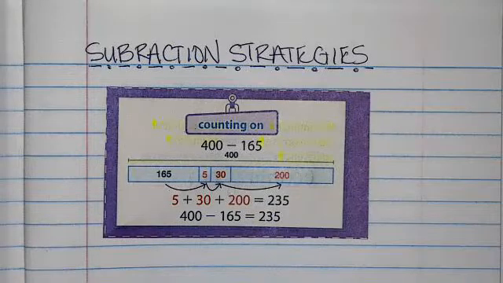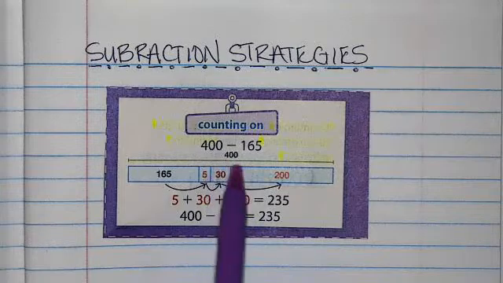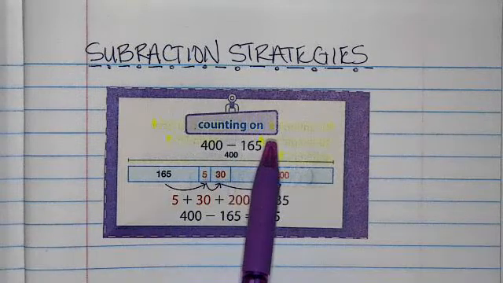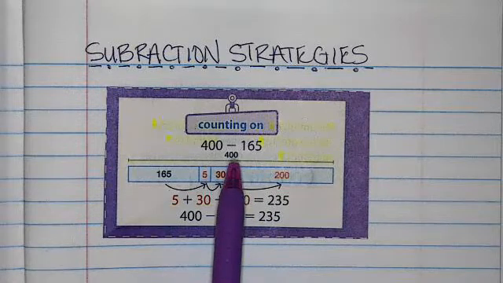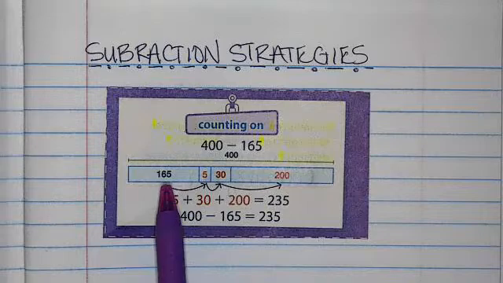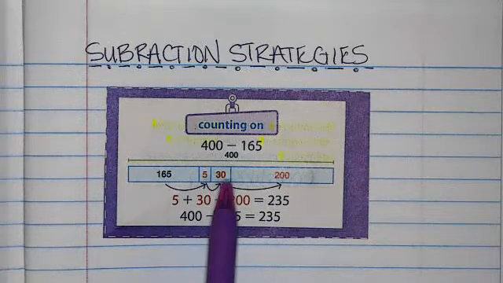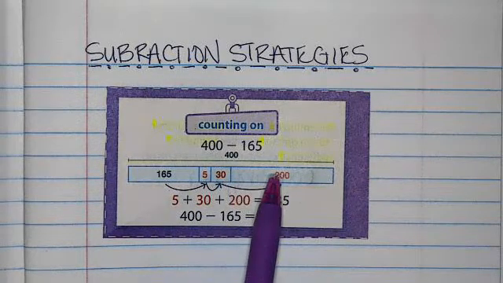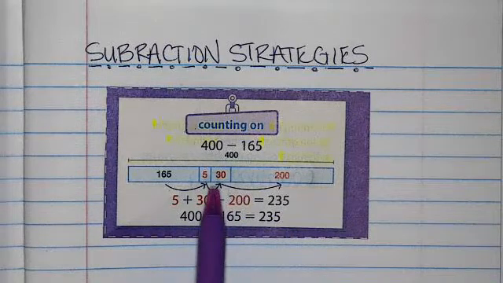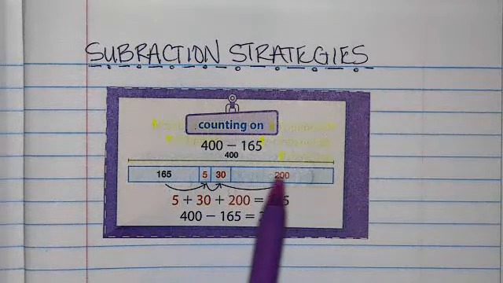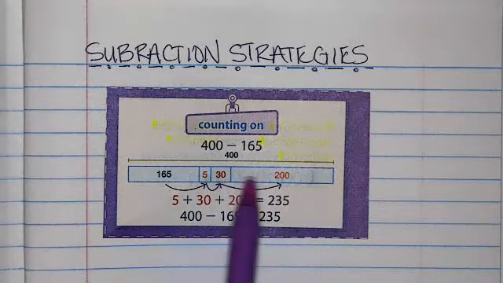The first strategy I'd like to talk about is called counting on. You can see it's 400 take away 165. So you put 400 at the top of the bar diagram. You know that your other number is 165. And then you start counting up in numbers to help find yourself all the way back to 400 to get your answer, which is the number that was taking up all this space.